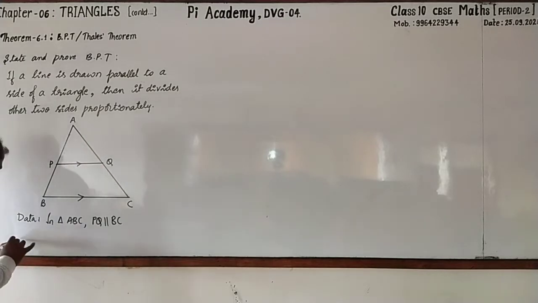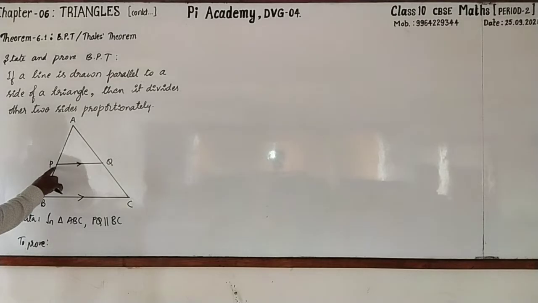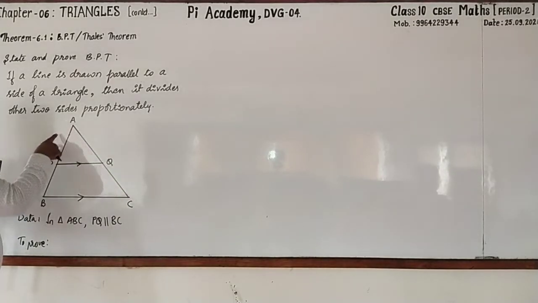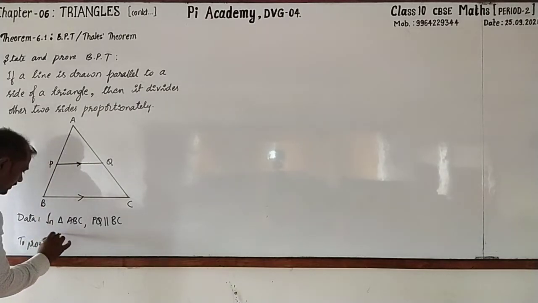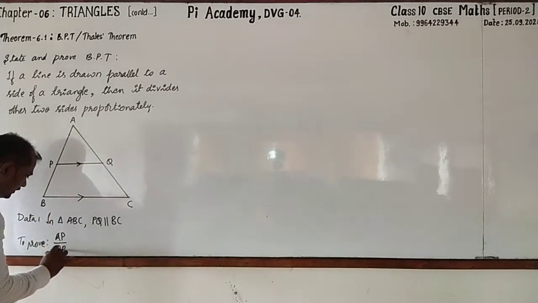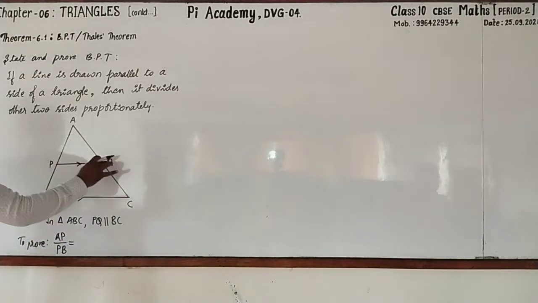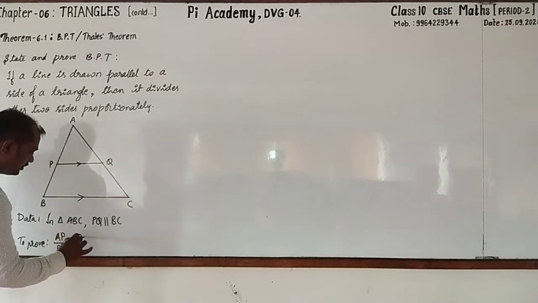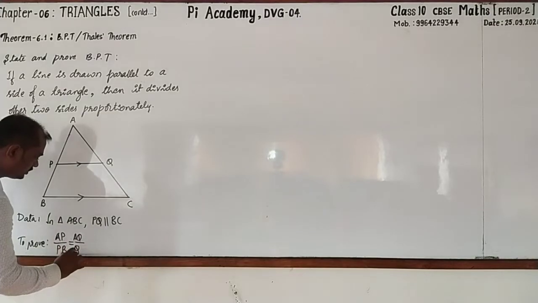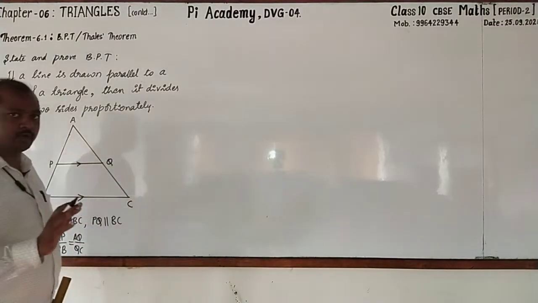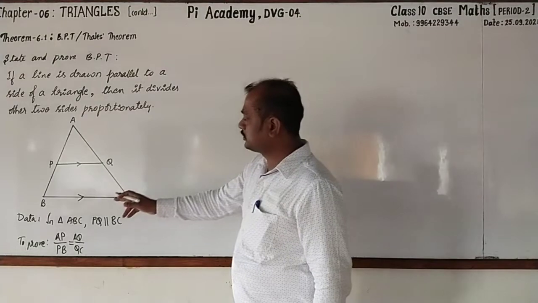Now we are going to prove that it divides the other two sides proportionately, which are AB and AC. They are to be divided into equal ratios. How do you write? AP by PB is equal to AQ by QC. Followed? Okay. Data is over, to prove is over.